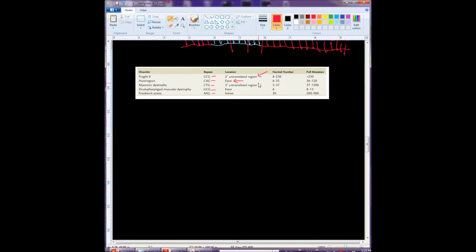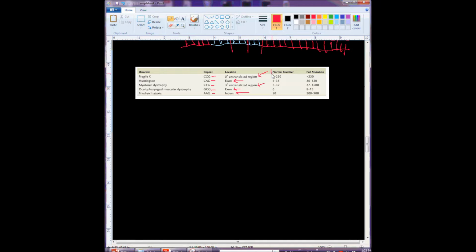3' untranslated region, okay, so it's in the RNA, and it's after the termination site. So here for oculopharyngeal muscular dystrophy, we're in an exon, so I'm guessing this is a coding exon, coding for the protein. And then an intron here, so this is something that's going to be spliced out for Friedreich ataxia, but the repeats are in the intron, and somehow that's having an effect.